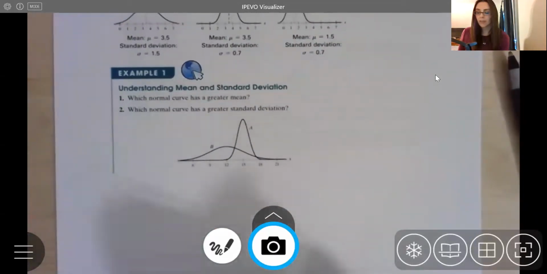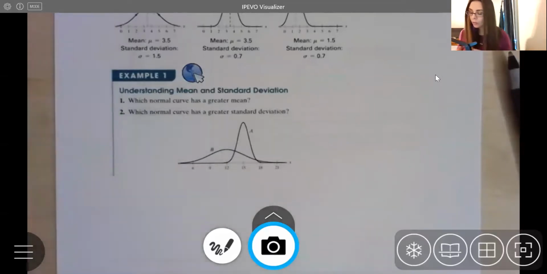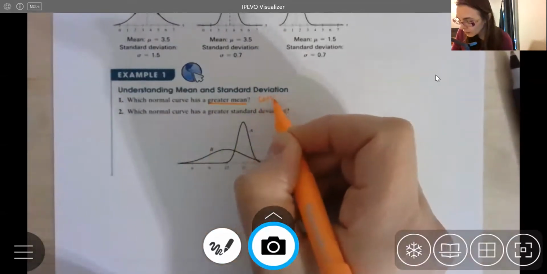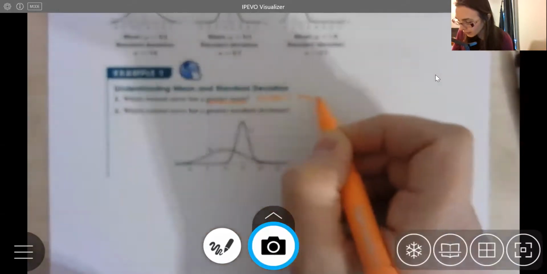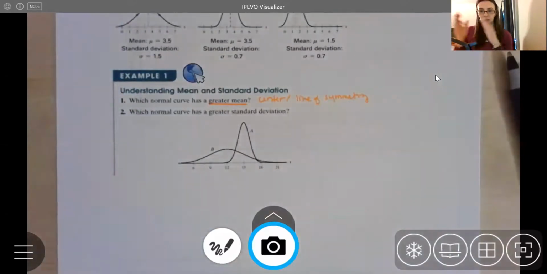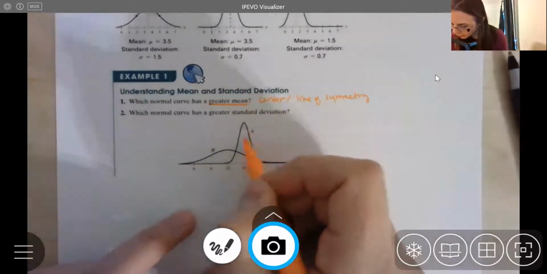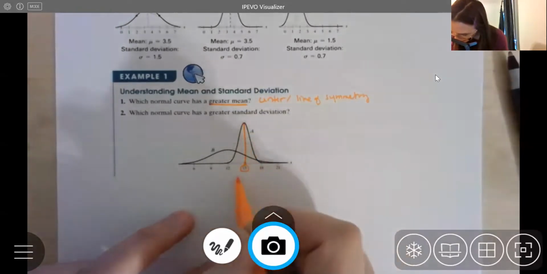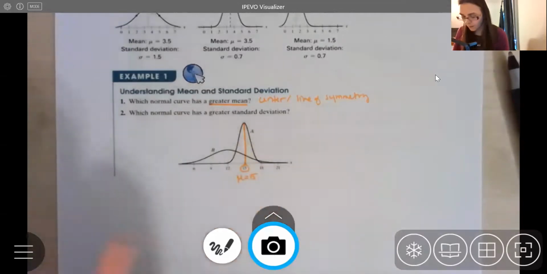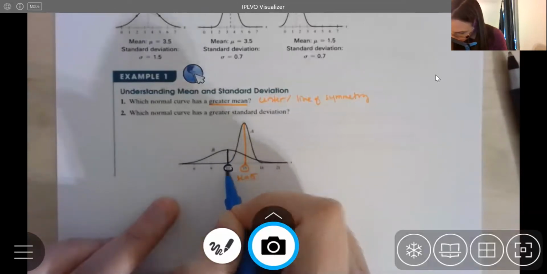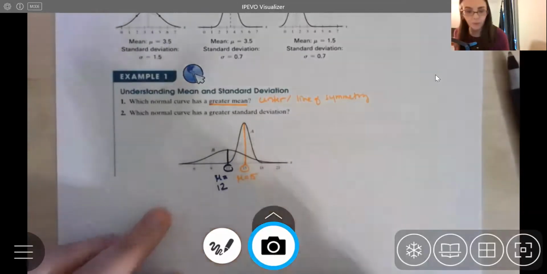All right, so let's do one example with that. We have 2 normal curves here, and we want to know first which normal curve has the greater mean. Remember, your mean is your center, and it also gives that line of symmetry, that mirror image line, where the graph looks the same on either side. For graph A, if I go down right at that center, I can see that the mean is 15. Whereas for B, if I go right at that center, I'm seeing the mean is 12.